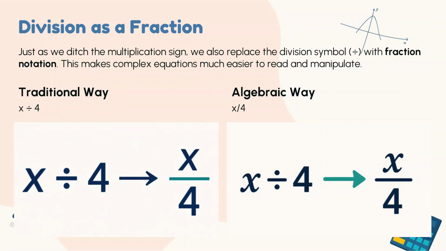Just as we usually remove the multiplication sign in algebra, we also avoid using the division symbol. Instead, division is usually written as a fraction. For example, x divided by 4 is written as x over 4. This makes algebraic expressions easier to read, especially when they become more complicated. Fractions also make it easier to simplify and rearrange expressions later on. So, when you see x over 4, read it as x divided by 4.